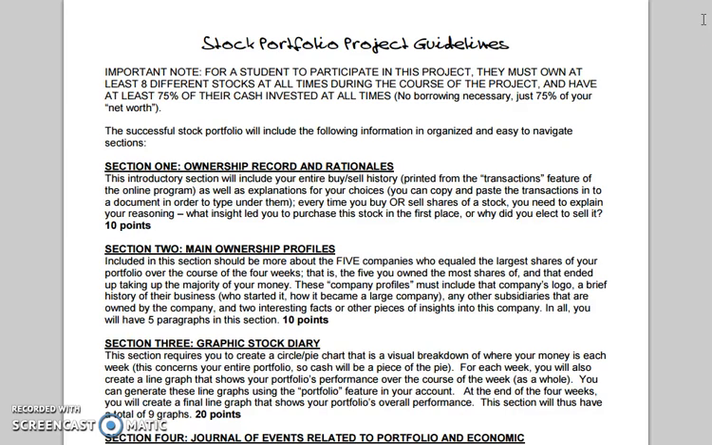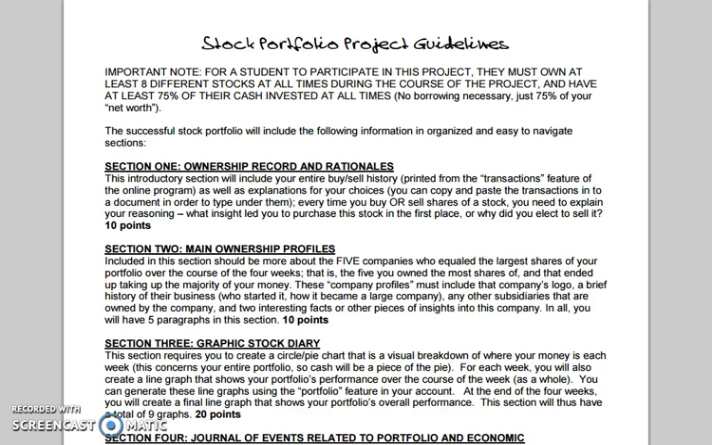Okay, students who are doing the stock portfolio project for your final project in economics, these are a couple of quick things about where you find what you need. So you can see on the assignment sheet here, section 1 is your ownership record and rationales. And the rationale is just why you decided to buy or sell it when you did. Your ownership record, your account is keeping track of. The rationales, you'll have to add. But this is where you find those things.